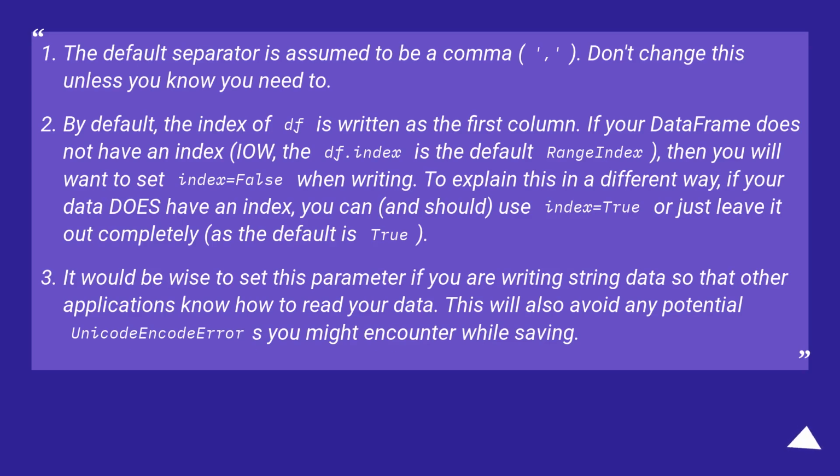The index of df is written as the first column. If your DataFrame does not have an index, that is, df.index is the default range index, then you will want to set index equals false when writing. To explain this in a different way, if your data does have an index, you can, and should, use index equals true or just leave it out completely, as the default is true.